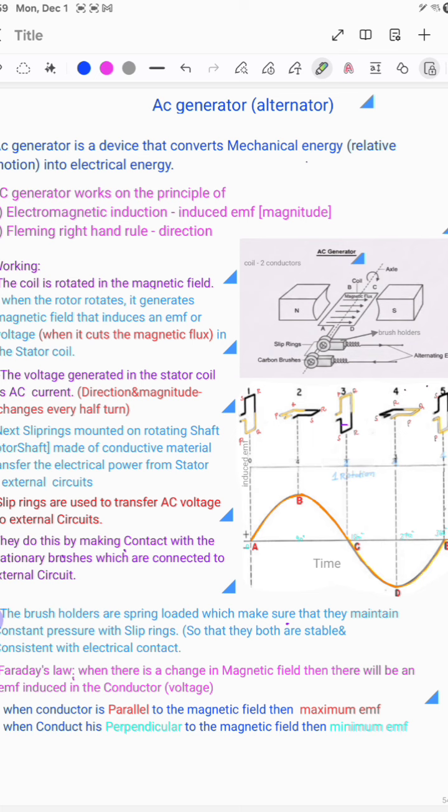From there the AC voltage is transferred to the brushes, which are connected to the external unit. This is the procedure for an AC generator. It is used in cars. Alternators are used in cars to keep the battery charged and to run the electrical system while the engine is working. So this is the basic principle applied there.